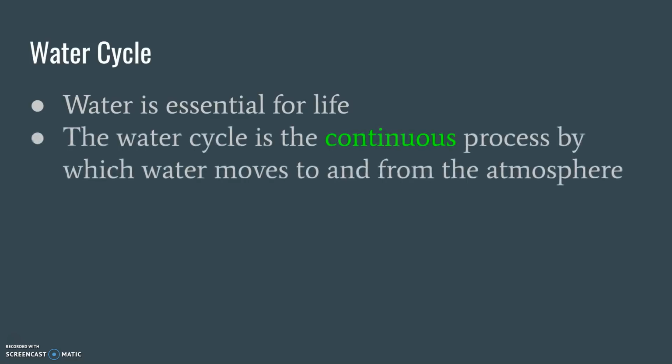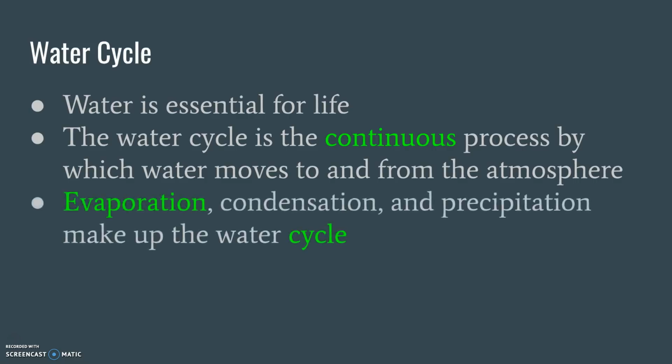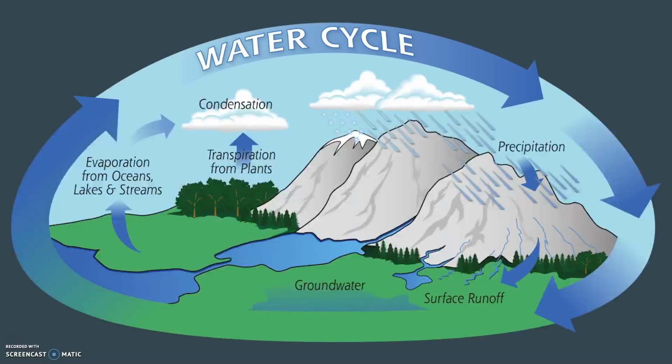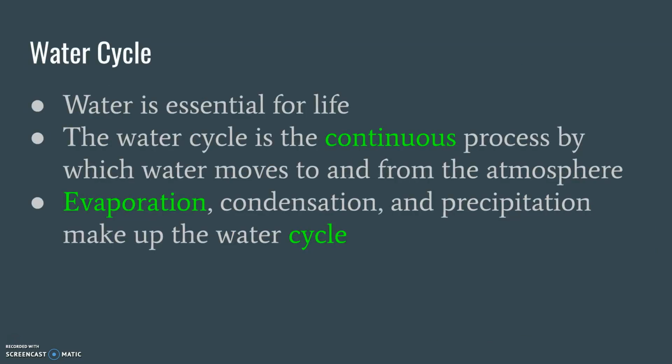So the water cycle is the continuous process by which water moves to and from the atmosphere. Remember, I already told you. It rains, it goes into the rivers, it goes up, it makes clouds, it rains. There you go. Done. Evaporation, condensation, and precipitation are the 3 parts that you need to know for the water cycle. Write down those words. Pause me if you need.